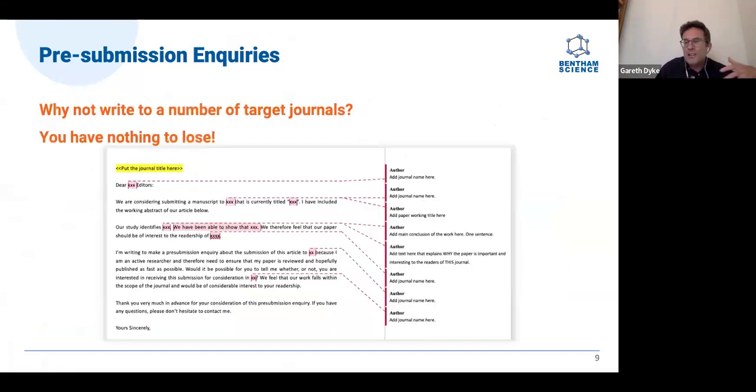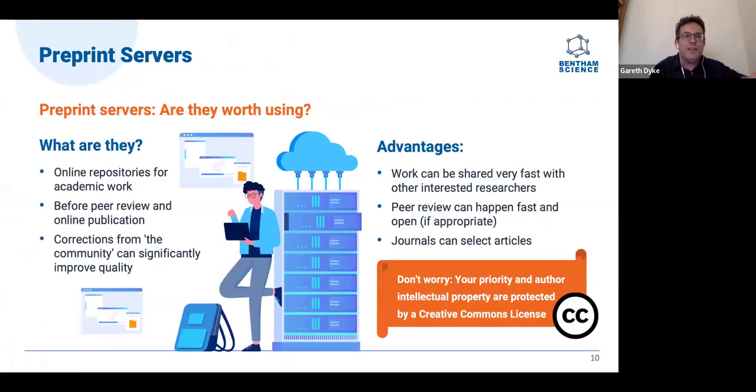Writing to journal editors, you've nothing to lose. Nothing to lose. You're not making submissions. Of course, you can only submit your paper to one journal at a time, but you can write those pre-submission inquiries. So why not do it? Why not write to a number of target journals? There's nothing to lose. I've got this template. I'll give it to you at the end of our session today.